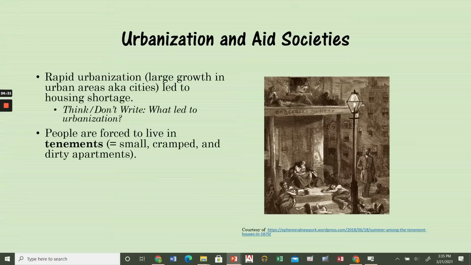So because of this housing shortage, people are forced to live in what were called tenements. These are very small, cramped, and dirty apartments. All right, you might have multiple families who may or may not have even known each other, living in basically one general apartment. And so everybody was crammed in there, and you'd have an entire apartment building that had multiple families living in each of the actual apartment units themselves.